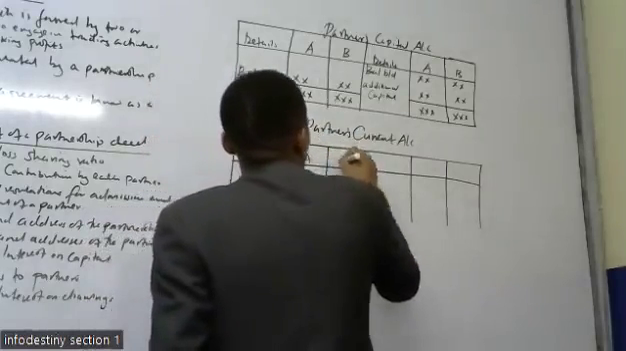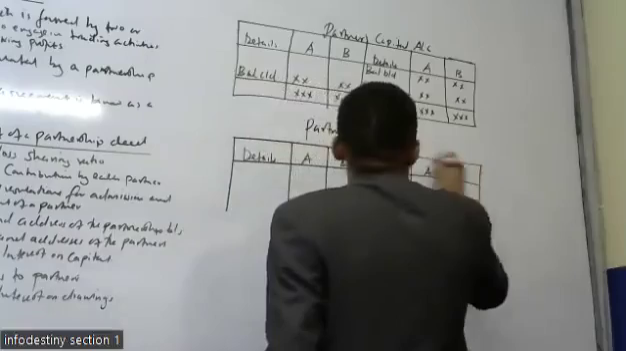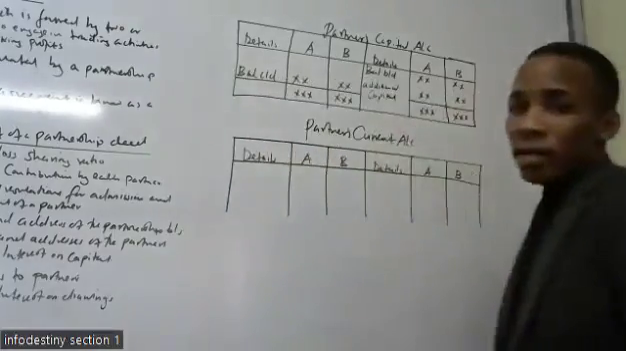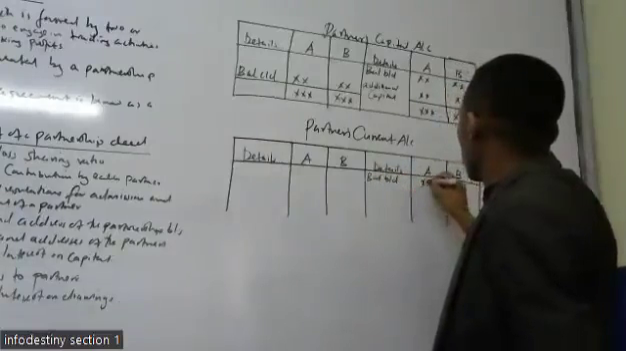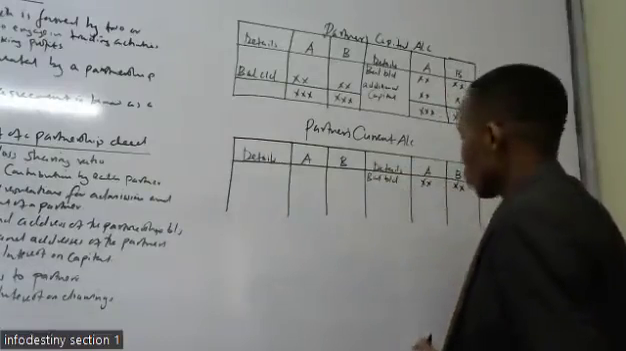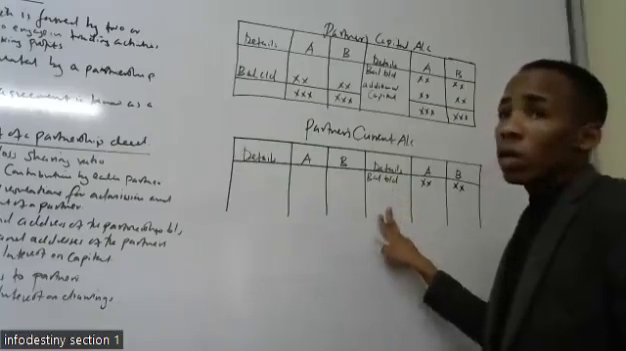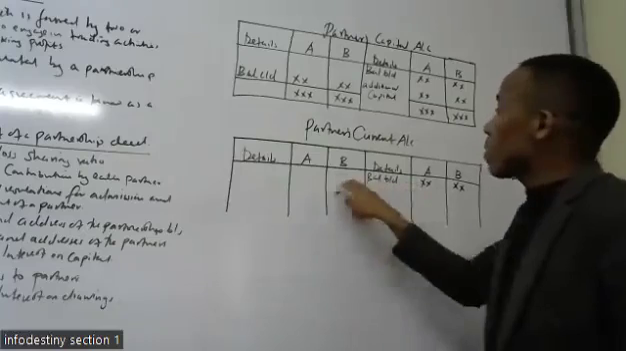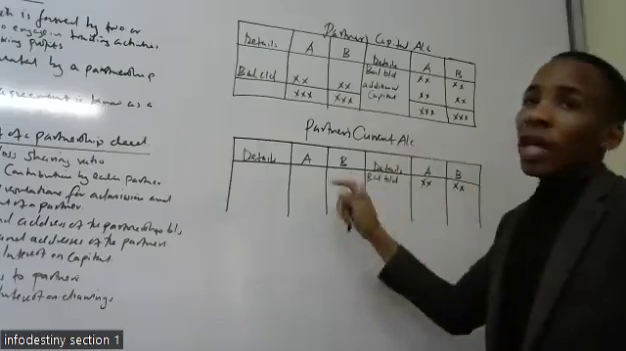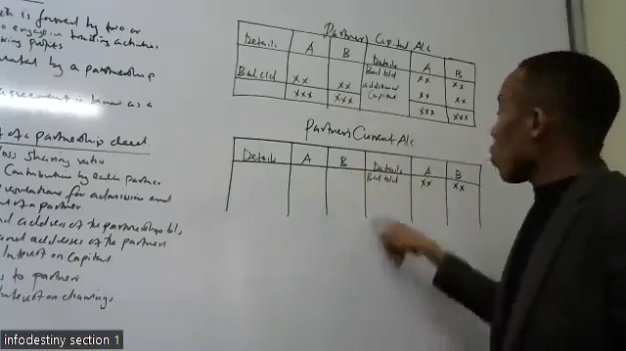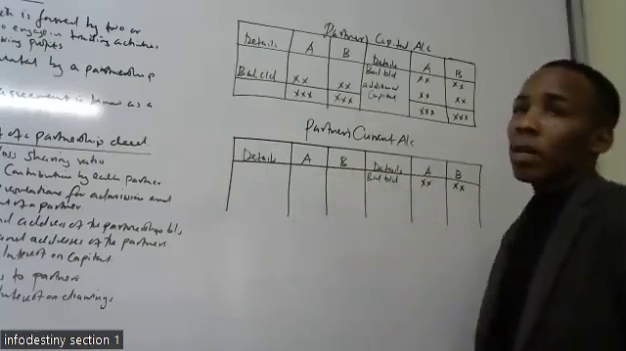We use the same partners A and B. We have the balance brought down. And sometimes the examiner can give you a question with a debit balance of the current account. When dealing with the current account, you follow the directions of the question. Not always will you find that the balances are credit. Sometimes you'll also be given a debit balance.